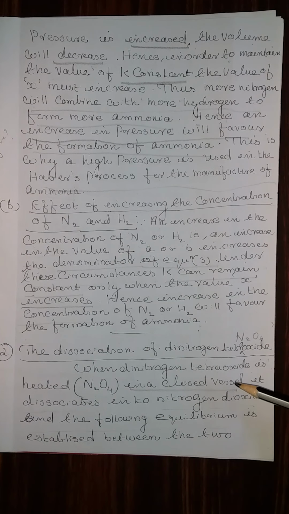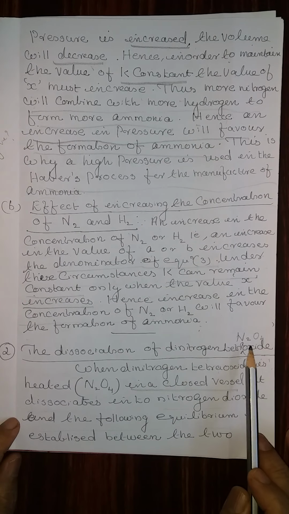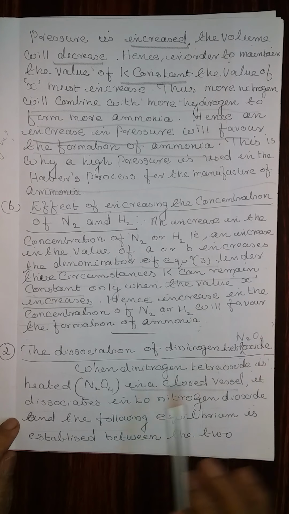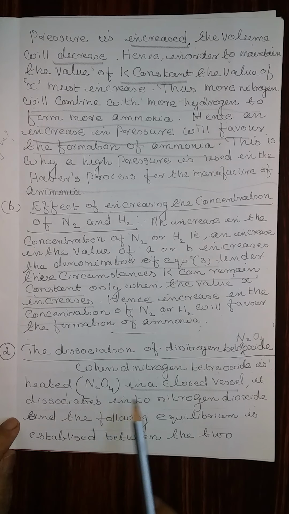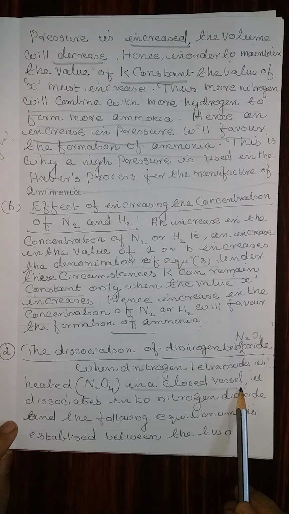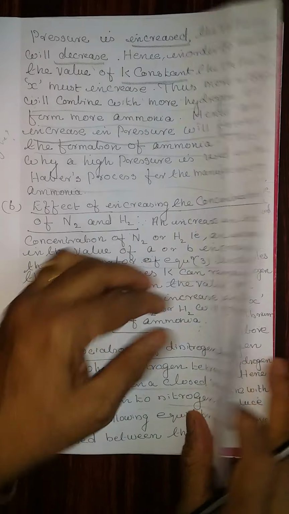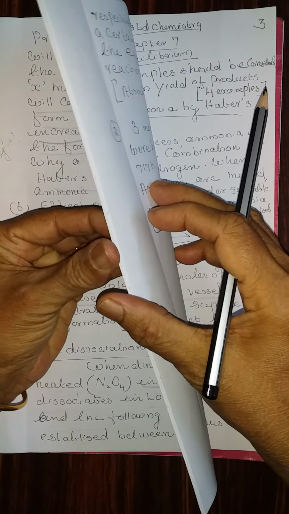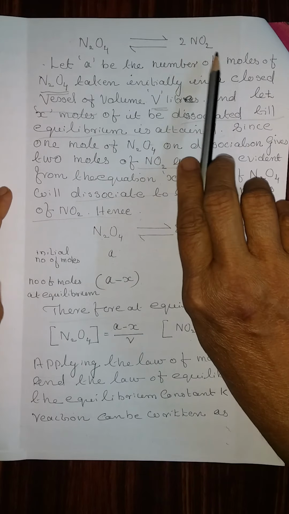Second one, the dissociation of dinitrogen tetraoxide, formula N2O4. When dinitrogen tetraoxide is heated in a closed vessel, it dissociates into nitrogen dioxide, and the following equilibrium is established between the two. N2O4 ⇌ 2NO2.